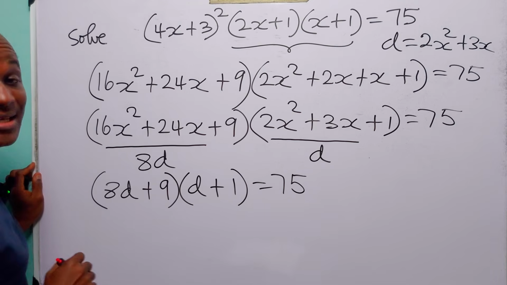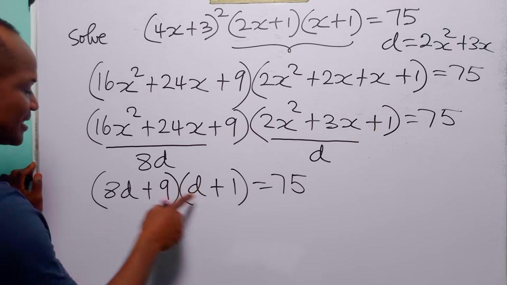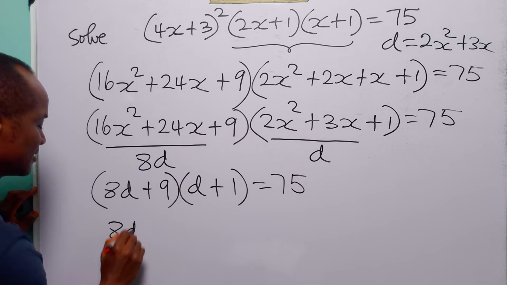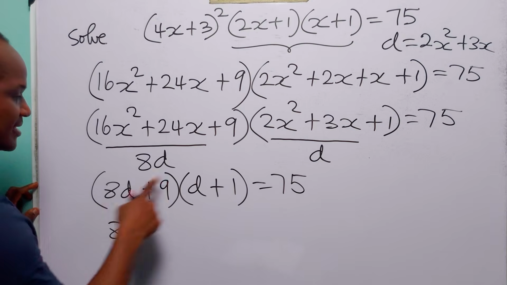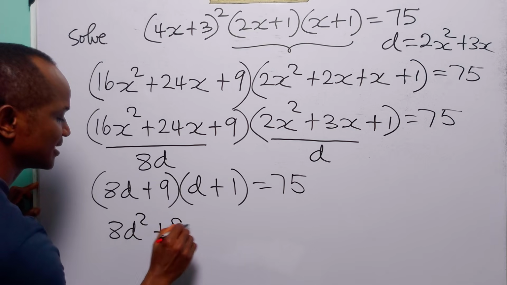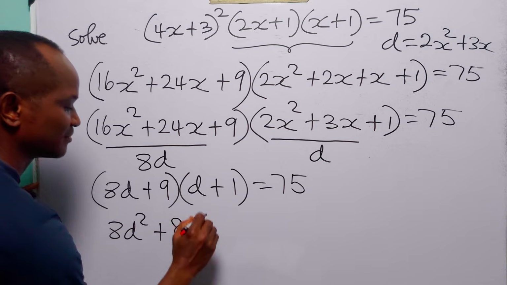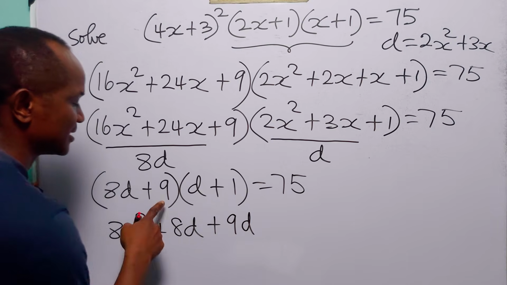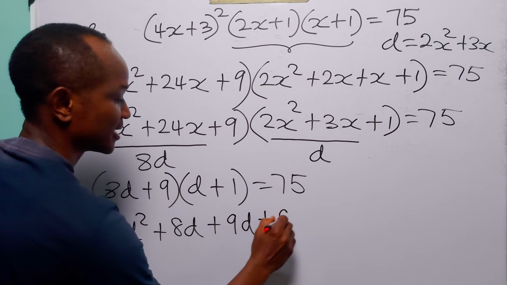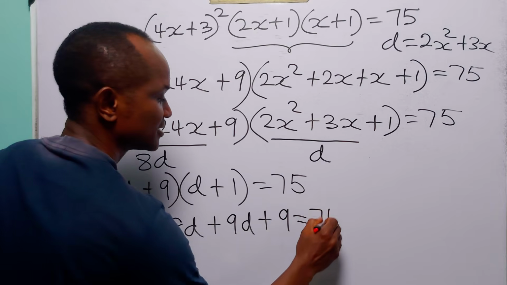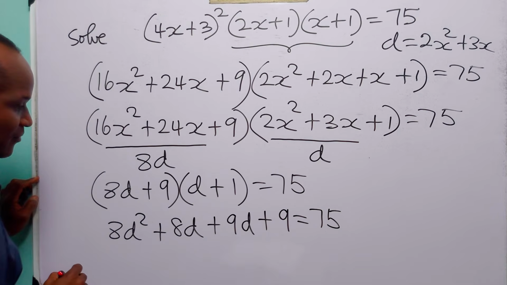Now let us multiply these two factors. 8d times d is 8d squared. 8d times 1 is 8d. 9 times d is 9d. And 9 times 1 is equal to 9. This is equal to 75.